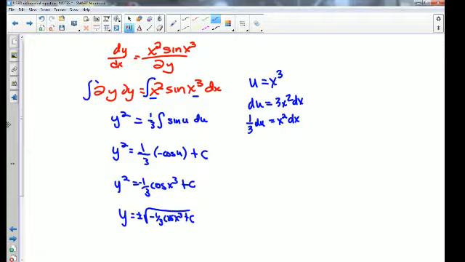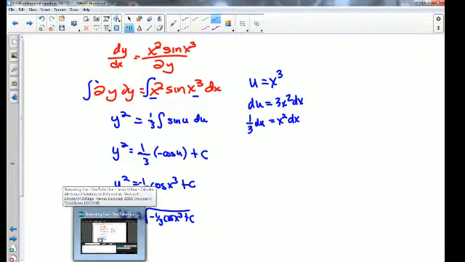Fantastic work in that class. Okay, so we just solved 3 differentials today for their general solutions. General solution means find y.